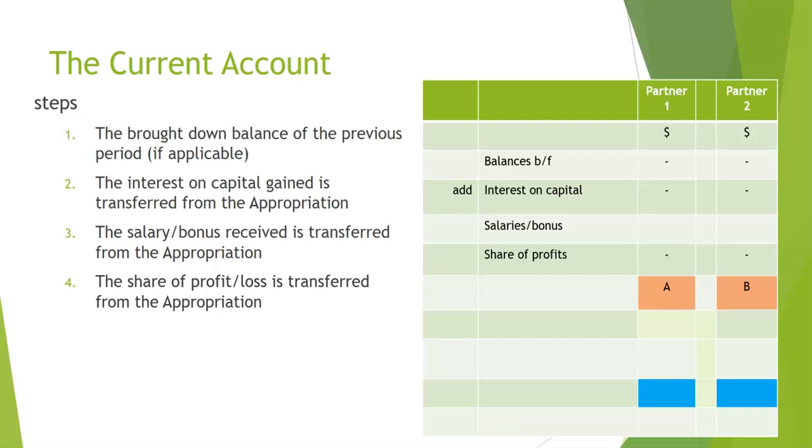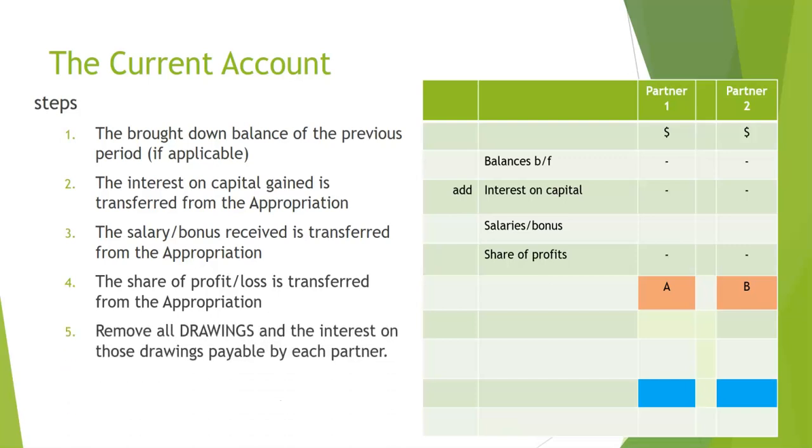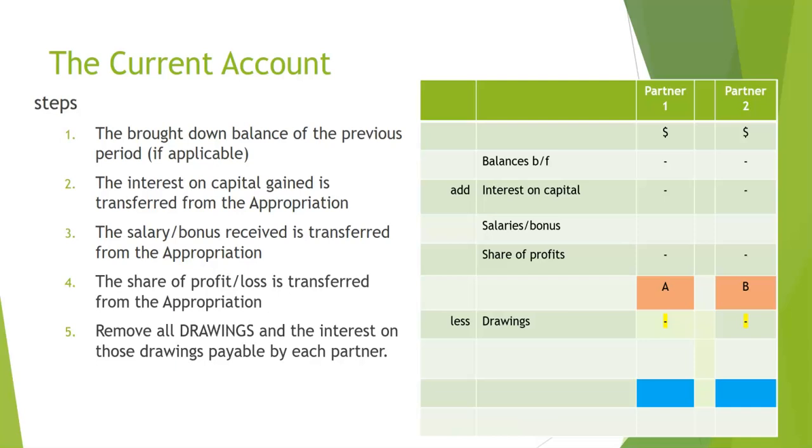So now what we want to do is to see if there was any reduction in this increase. So step number 5, you're going to remove all the drawings and the interest on those drawings according to what had happened to the partner. So if a partner withdrew money, he had to pay the interest on drawings. You're going to take out both the drawings and the interest on drawings from that partner.